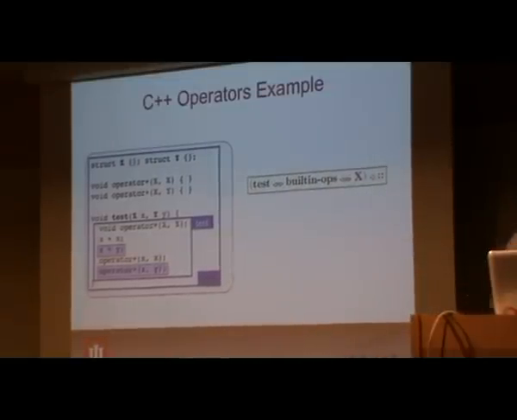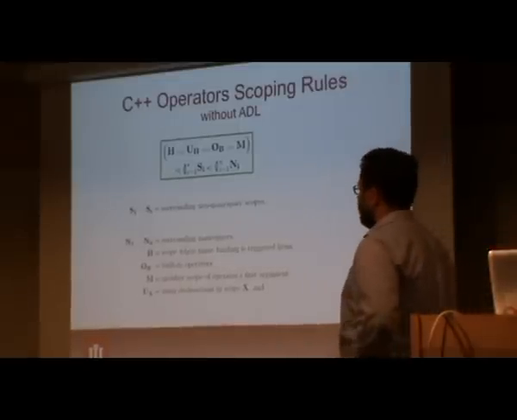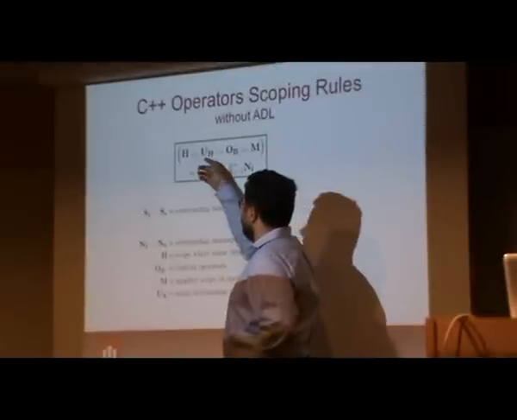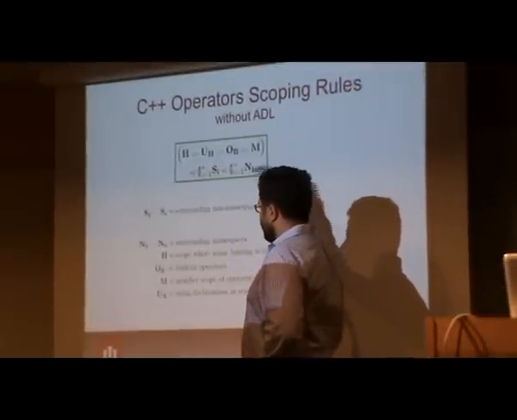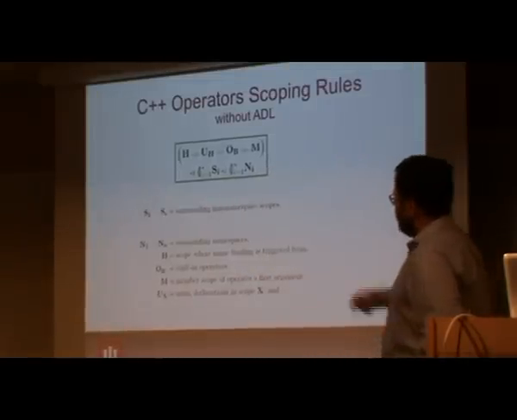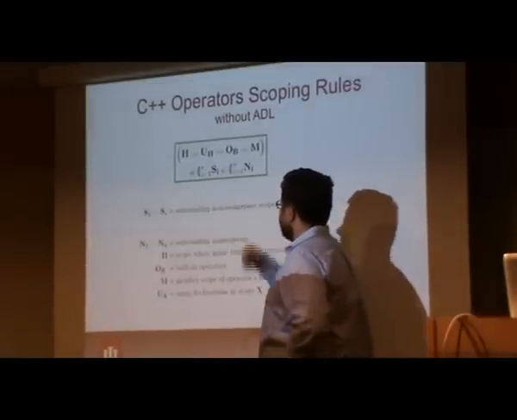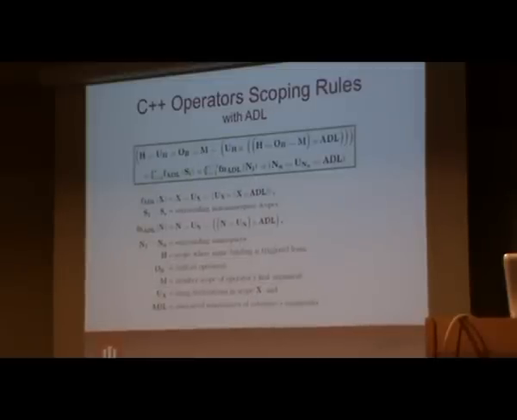So then, after reading the standard more carefully, we came up with a more general description of what happens for operators. So with the current scope, the using expressions, the built-in operators, and the members of the first argument with operator call. And then you look in the surrounding block scopes and surrounding namespaces. And if you add ADL, it starts looking a little bit more like before, but we just have to take care of these built-in operators and members.